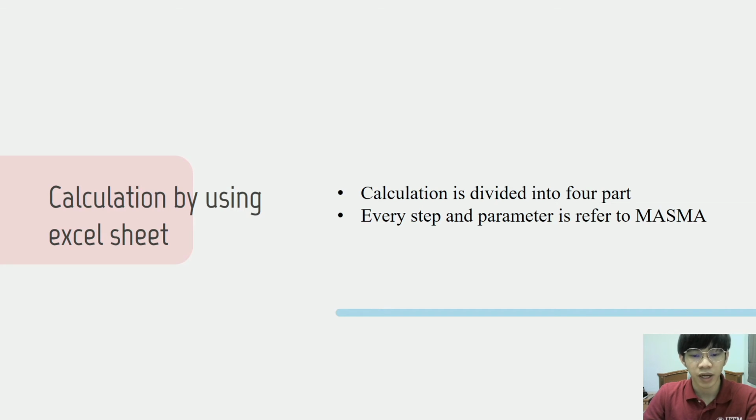Next, the calculation part is calculated by using an Excel sheet. The calculation is divided into 4 parts because we have 4 catchment areas. The steps and parameters of the calculation are referred to MASMA.